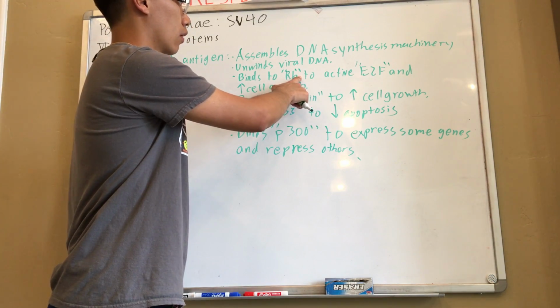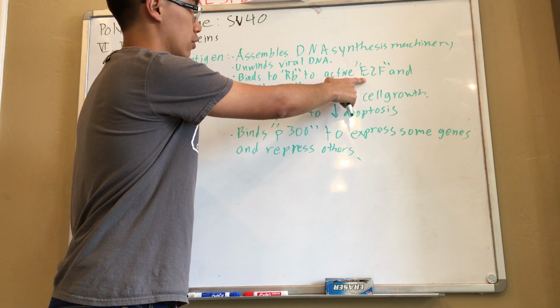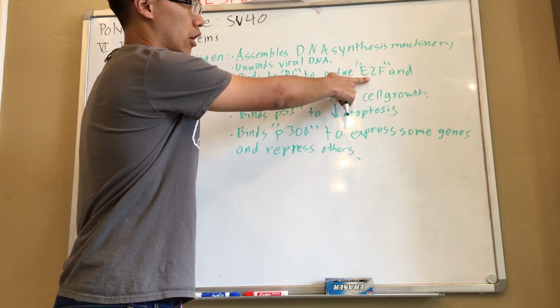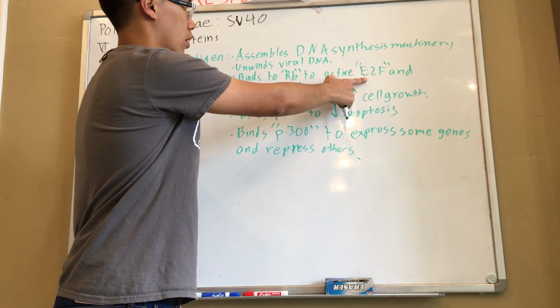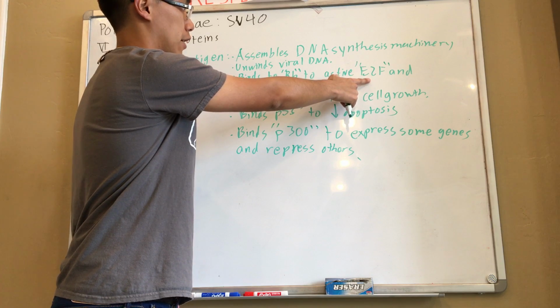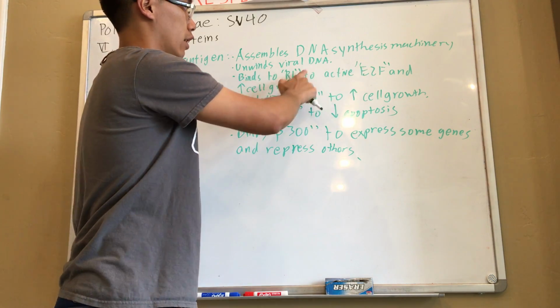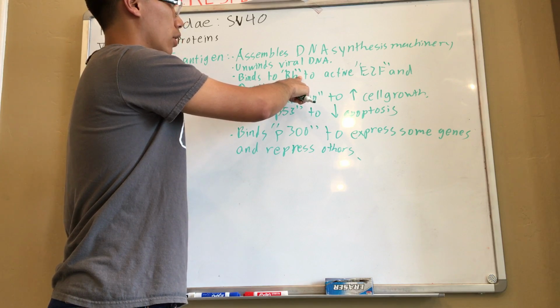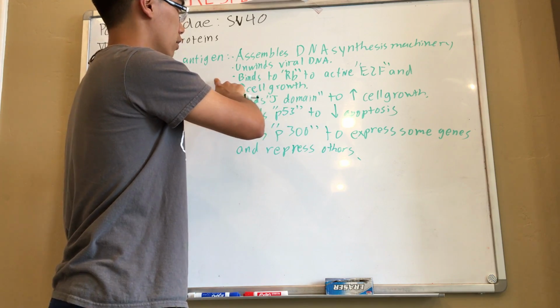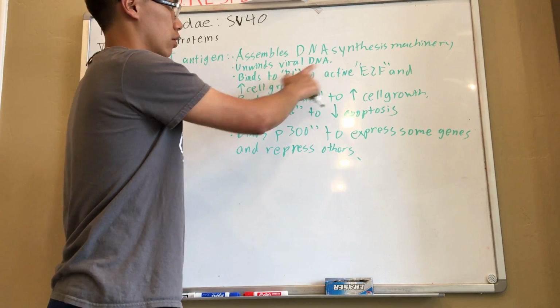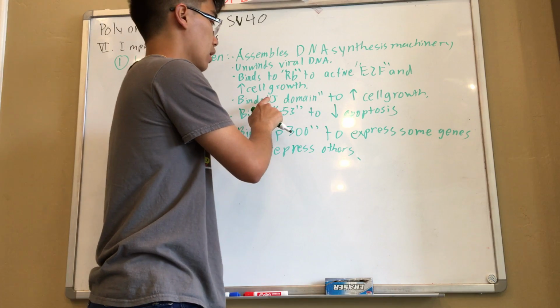RB is actually a negative inhibitor of E2F. So E2F is a cell protein that tells the cell to grow. But E2F is naturally bound by RB, so E2F can't do its thing. But if you take away RB by using T antigen, now E2F can go wild.